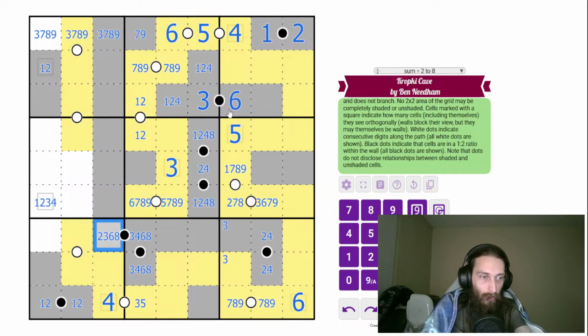Chip Sounder says 6 can't go next to 7 in box 2, and that is correct. We cannot put those together because consecutive digits along the path must have a dot. And down here in box 9, can't put a 7 next to a 6 without a black crop key, or excuse me, a white crop key dot.